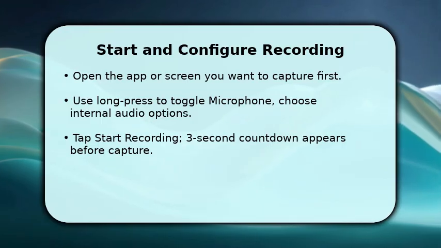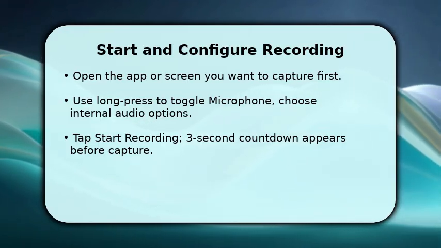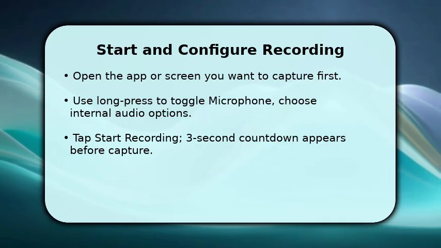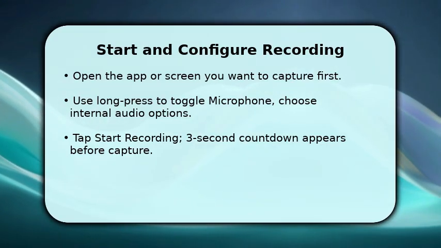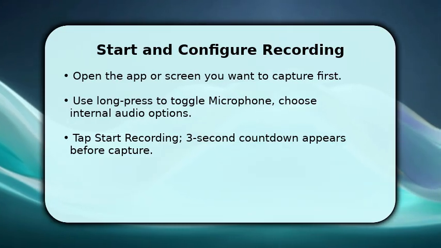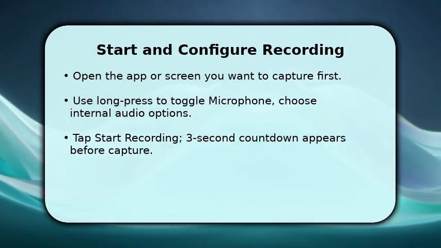During recording, a red status bar or pill appears at the top. That's your live indicator. To capture taps or performance, move naturally. iOS records exactly what's on screen, so plan animations or gestures in advance.